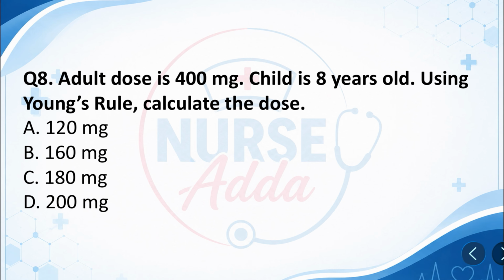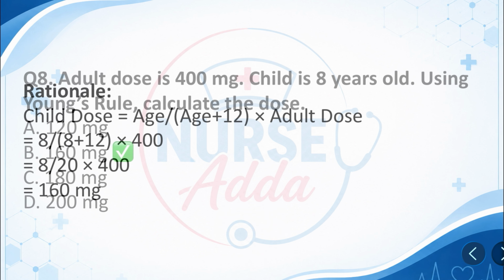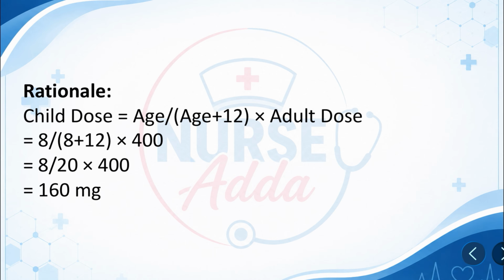Question number 8. Adult dose is 400 mg. Child is 8 years old. Using Young's rule, calculate the dose. The right answer is 160 mg. Equation is child dose is equal to age divided by age plus 12 into adult dose. So here the age is 8 and the adult dose is 400. By this equation we get the right answer 160 mg.